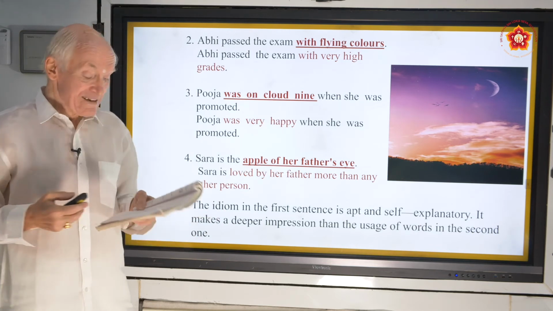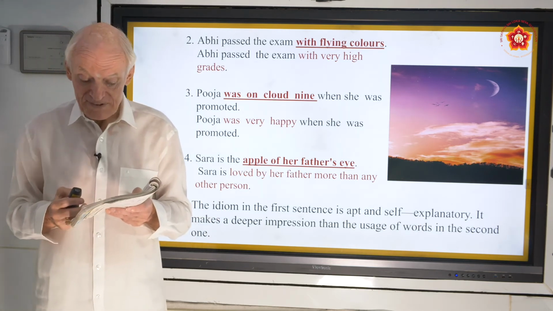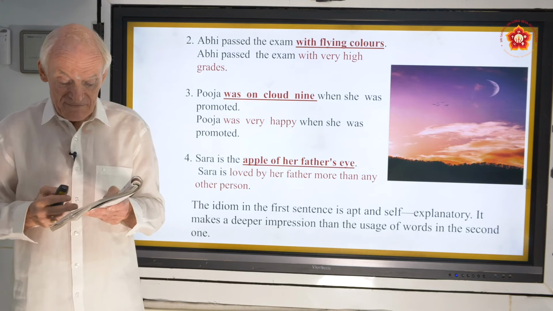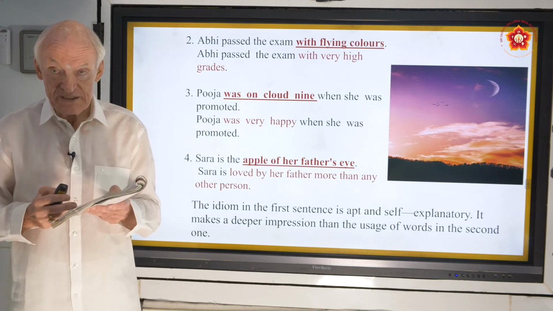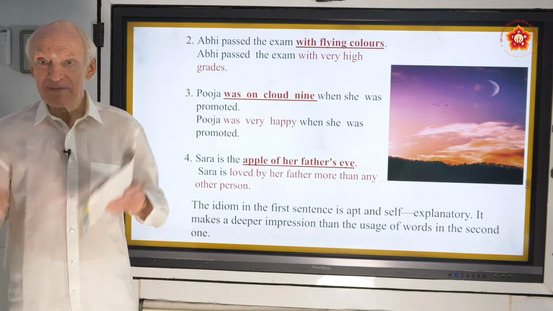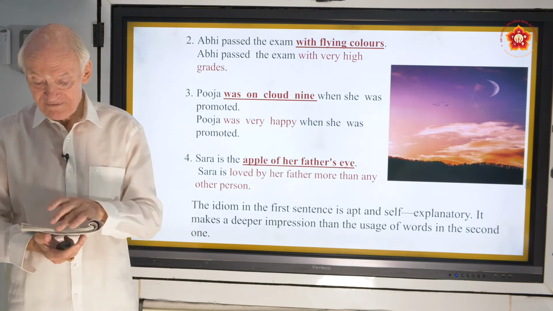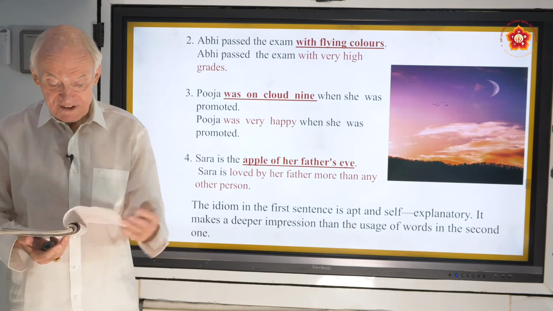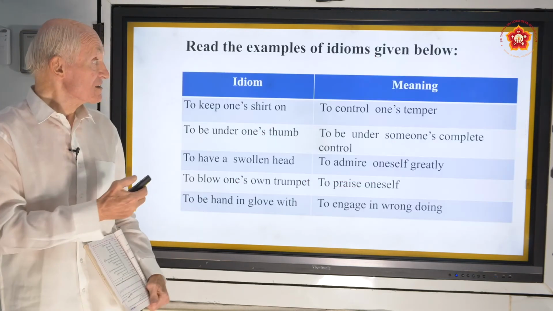So, the idiom in the first sentence is apt and self-explanatory. It makes a deeper impression than the explanation in the second one. So you can see all of these examples, it makes a bigger impact on the reader. So now we know what idioms are. Let's go and look at some of them.